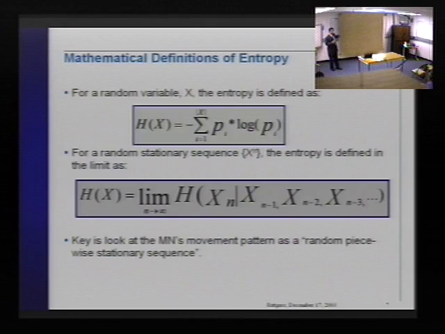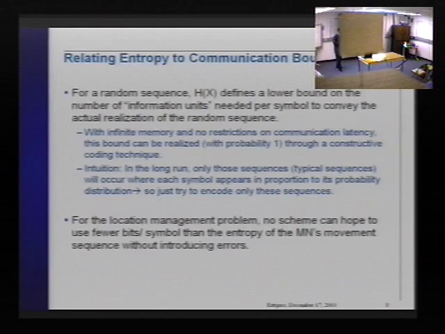Just some base mathematics. If there's anybody who doesn't understand, I'll just mention. But okay, so you have entropy defined like that for the random variable, but for a random stationary sequence, you can define it one of two ways, and I use the asymptotic definition of conditional entropy, and it converges to a bound. And so I'm looking at the mobile's movement pattern as a random piecewise stationary sequence. All said and done, let's see where I want to go next.